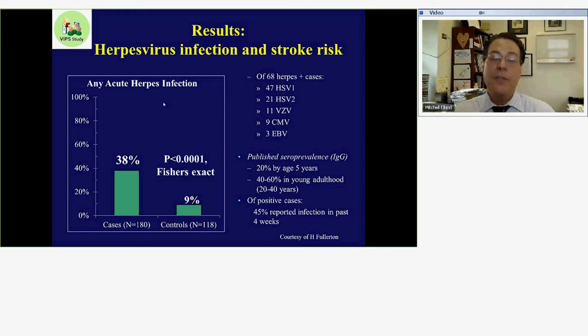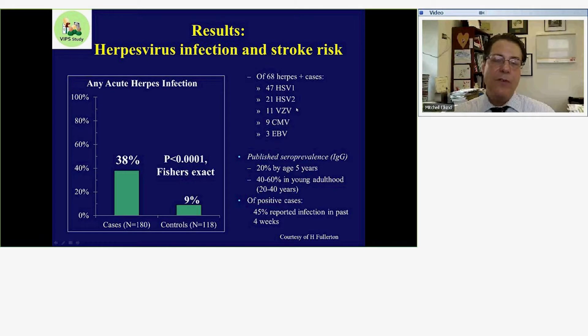The hypothesis was that if varicella might be associated with vasculopathy and stroke, then perhaps other herpes infections would as well. And so what we found was that there was a higher prevalence of acute herpes infection in those kids who had a recent stroke than in the control sample. And you can see that there were a number of different herpes viruses implicated, again, consistent with that idea of an inflammatory or infectious burden.